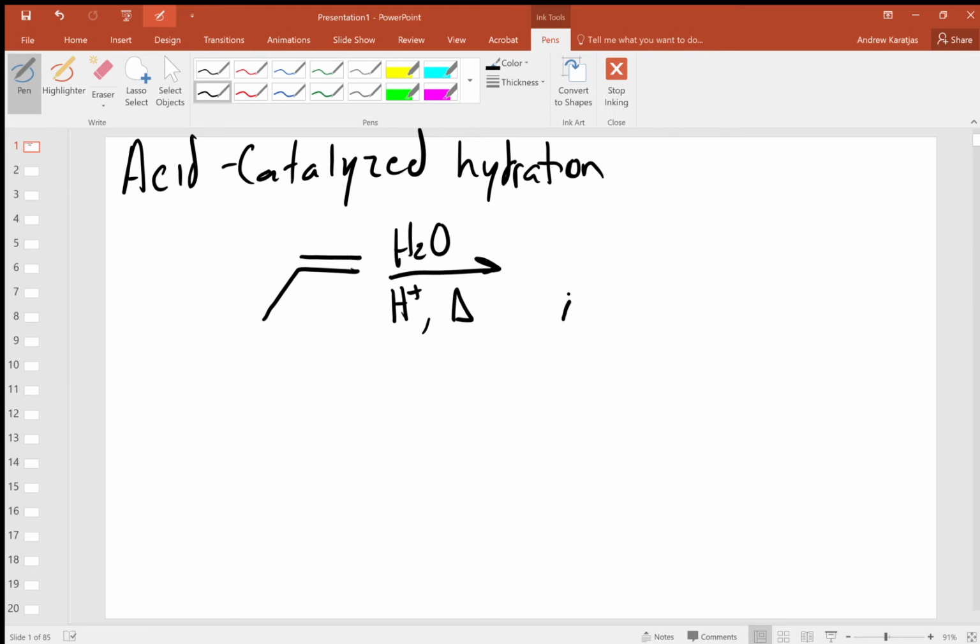But the result of the reaction is an addition of water where the OH group, assuming that the alkene is not symmetric, ends up on the more substituted carbon and the hydrogen on the less substituted carbon. So just like the HBr addition or the hydrohalogenation, the addition of water under acidic conditions is a Markovnikov addition.